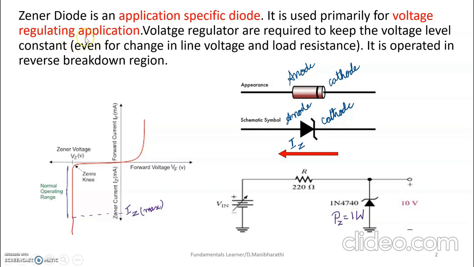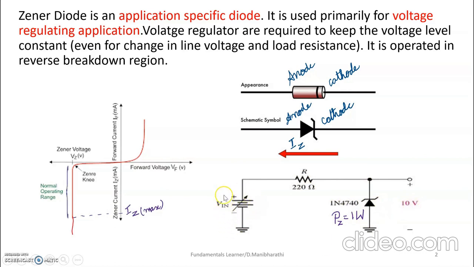What are the reasons for the change in output voltage? One may be due to the change in line voltage, right? If you look here, this is a typical circuit. This is your input voltage. This is a source resistance. Here I am putting the Zener diode. This 1N4740 is a Zener diode which is capable of regulating a voltage of 10 volt.